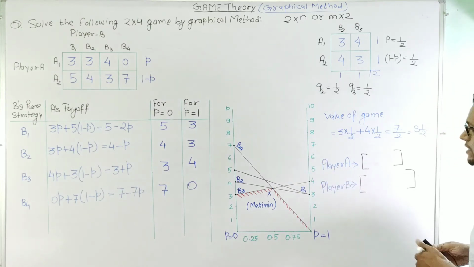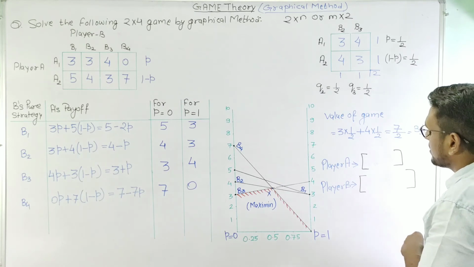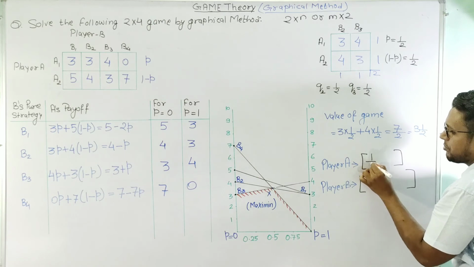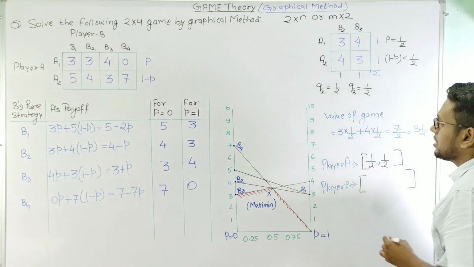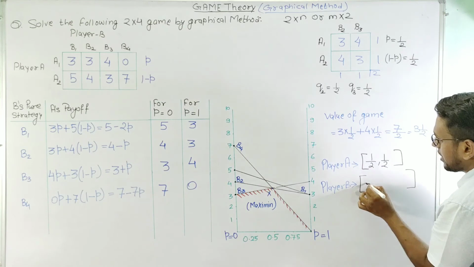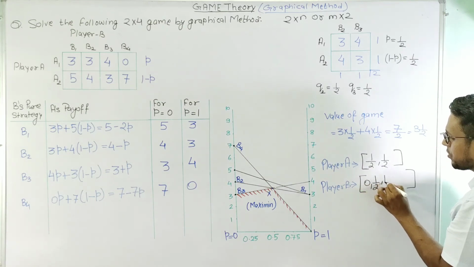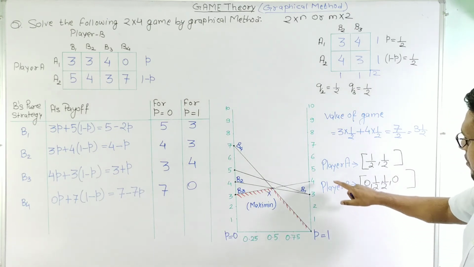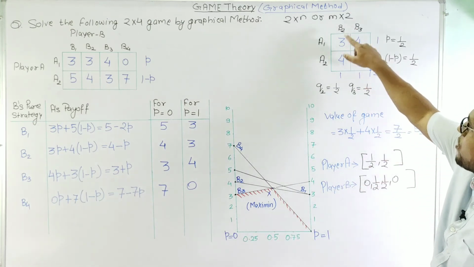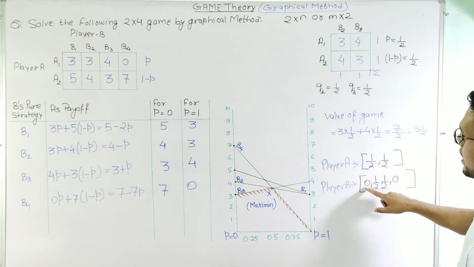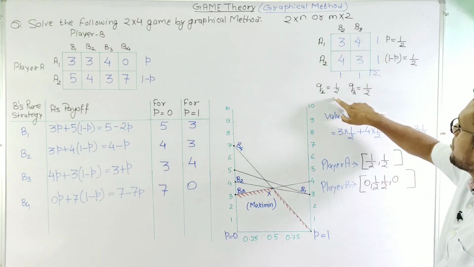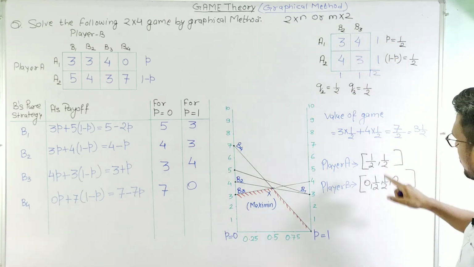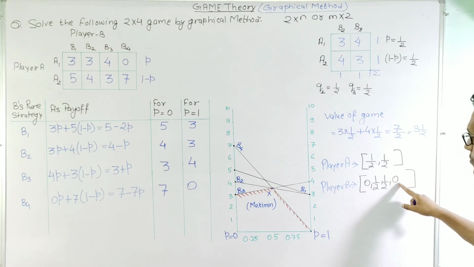Now let us write the optimal strategies for player A and player B. For player A, optimal strategies for A1 and A2 are 1 by 2 and 1 by 2. Similarly for player B optimal strategies are 0, 1 by 2, 1 by 2 and 0. Now here we can see that for player B strategy B1 is not here, so it will play B1 0% of the time. Strategy B2 is 1 by 2 times, strategy B3 is 1 by 2 times, and strategy B4 is not here, so it will not play strategy B4.